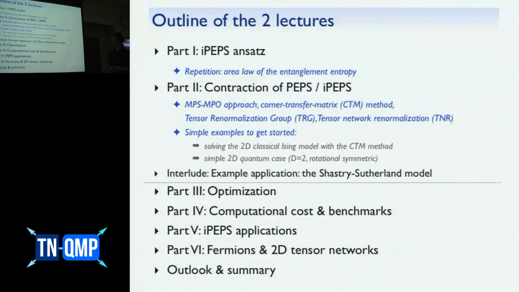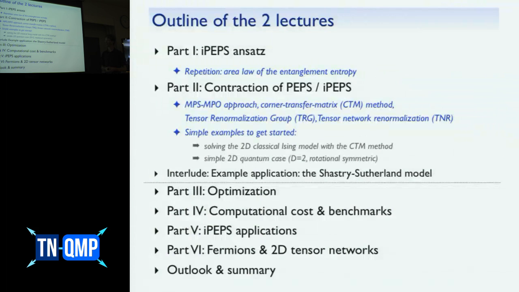The interesting thing is that if you have this code, you can then also do a simple 2D quantum case just by some modifications of your code. I think it's a nice simple example if you want to try out a quantum problem in 2D. Then if there's time, we'll also go through some example applications, such as the Shastry-Sutherland model. That's the plan for today, and tomorrow we will focus on the optimization in iPEPS.